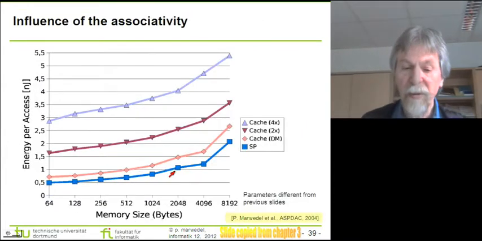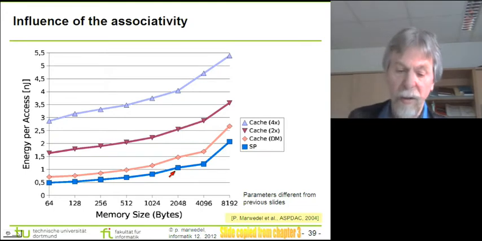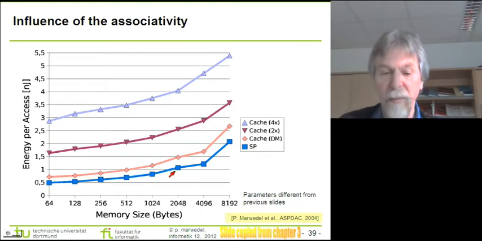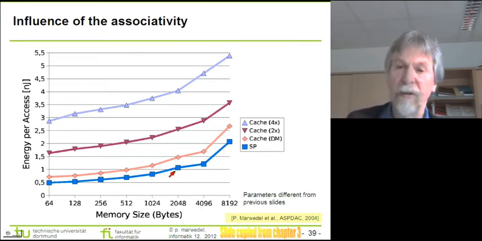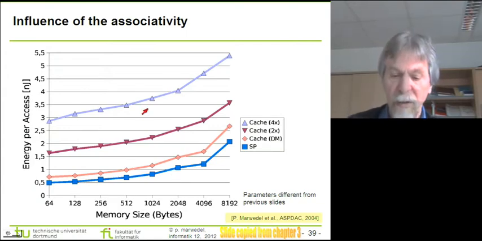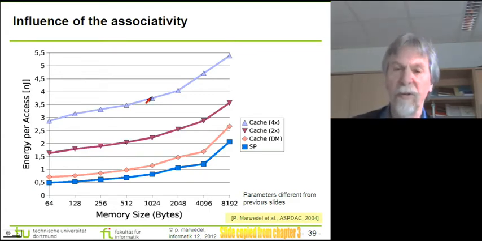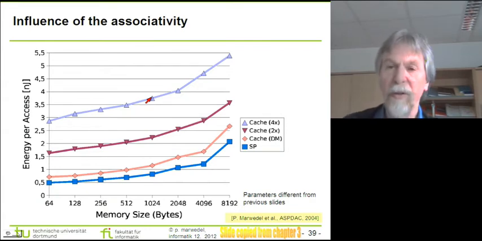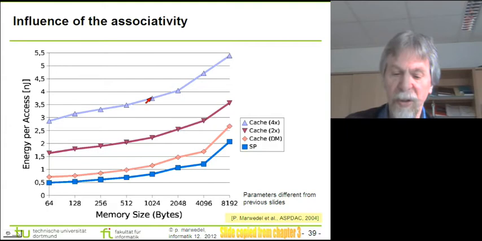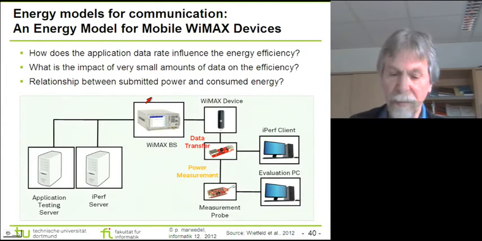Using the same tool, we can also study the impact of associativity of caches. We can see that the larger the associativity of caches, the more energy we burn per access. And the reason is, of course, that we have more parallelism and that we are accessing more tags and more data values in vain. And this, of course, is increasing the energy consumption.